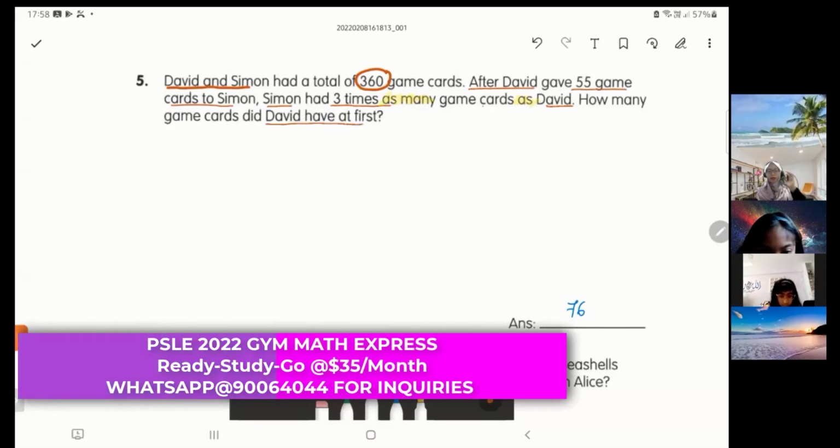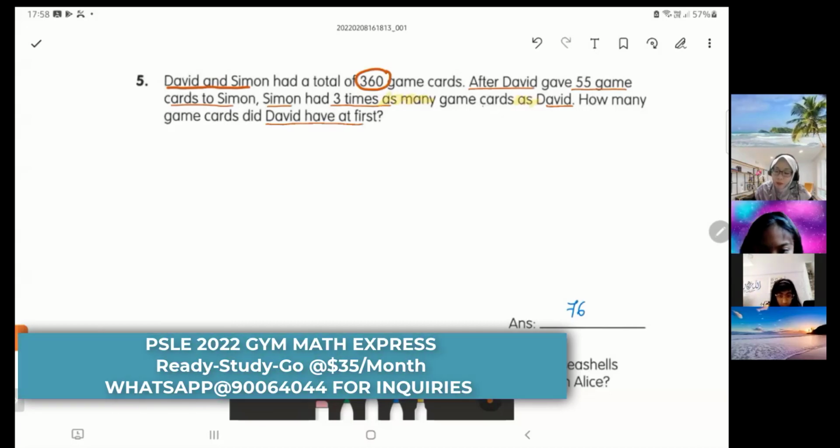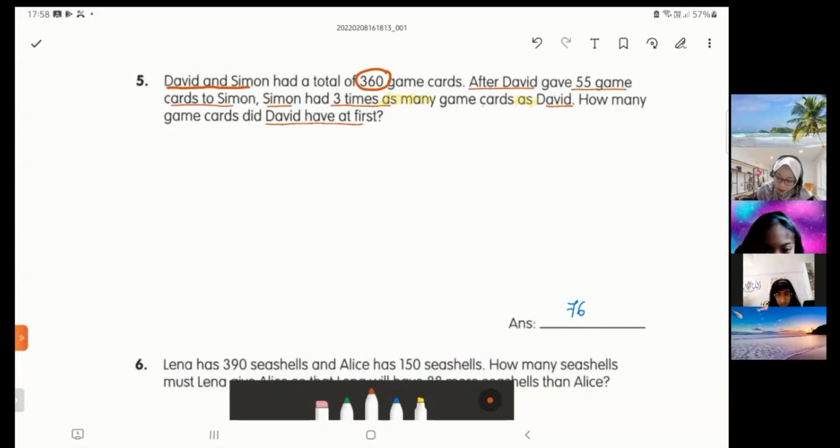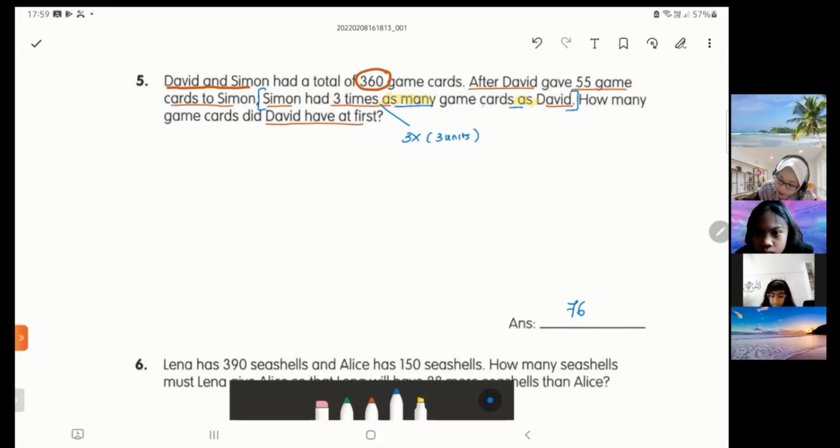Okay. For this one, we can start by drawing the end model, or the after model, by looking at this portion here. Simon has 3 times. I told you 3 times, we are going to use 3 units instead. As many as, so the next person is always compared with 1 unit only. It didn't mention, but if the first person is already given the unit, the second person after as many as will always have 1 unit, no matter what number is in front. If I say 5 times as many as, 10 times as many as, the second person is always 1.